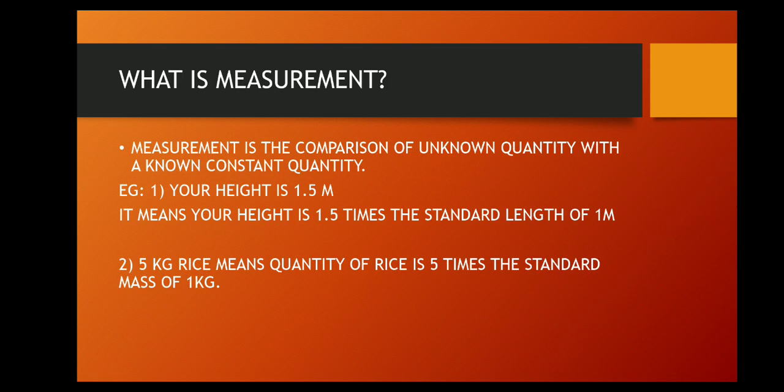Let's see what is measurement. Measurement is a comparison of unknown quantity with a known constant quantity. For example, if your height is 1.5 meters, it means your height is 1.5 times the standard length of 1 meter. And second example, 5 kg rice means quantity of rice is 5 times the standard mass of 1 kg. That is the reason one part of every measurement consists of a number and the other part consists of the name of the unit. Measurement is a basis of science.